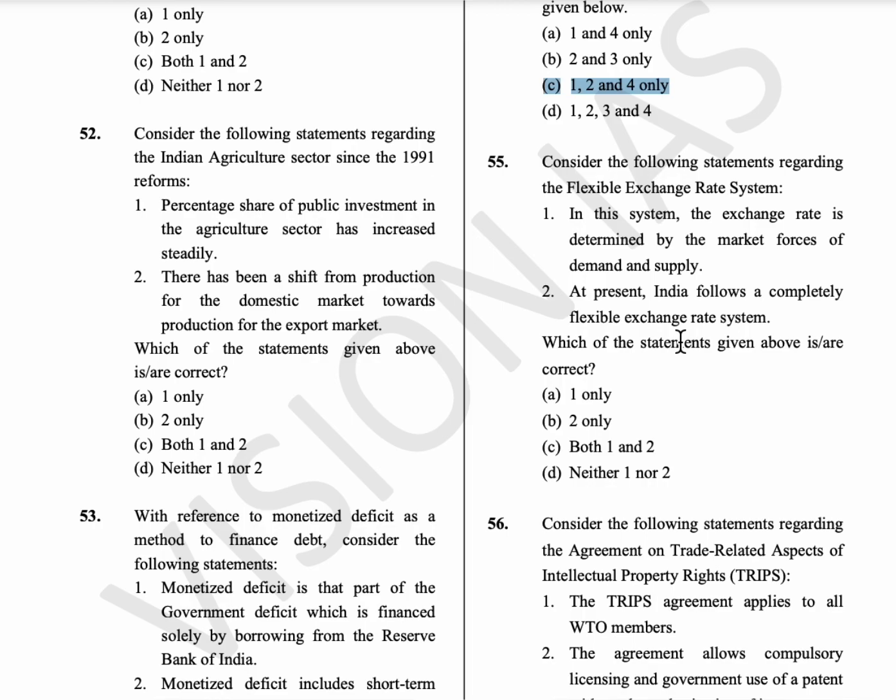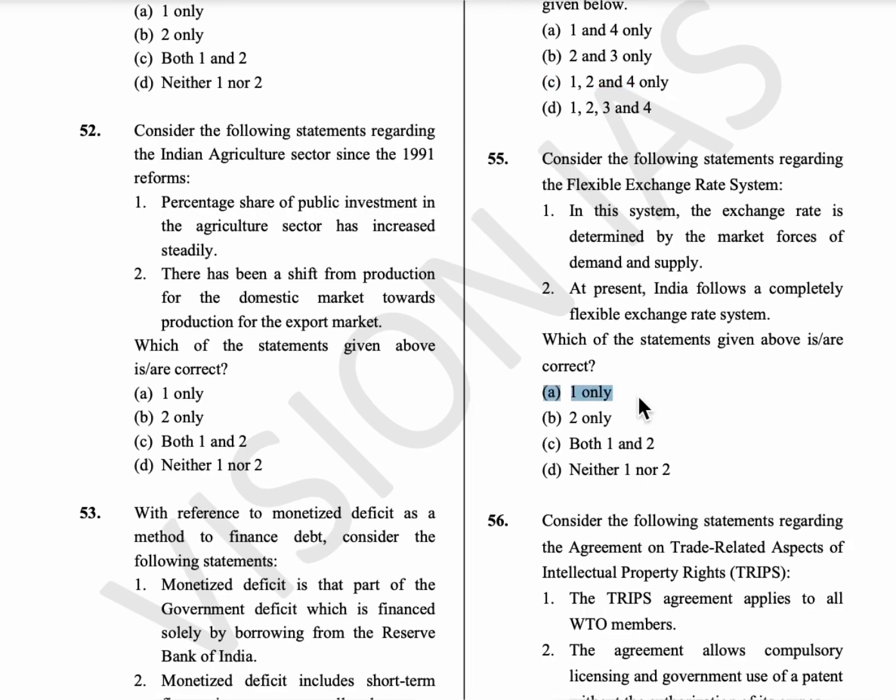So these flexible exchange rate systems are determined by the market forces of demand and supply. So the first statement is, in this system the exchange rate is determined by the market forces of demand and supply. So first statement is correct. Second statement is, at present India allows a completely flexible exchange rate system. So second statement is wrong, because India follows managed floating exchange rate system. Okay, so only first statement is correct.